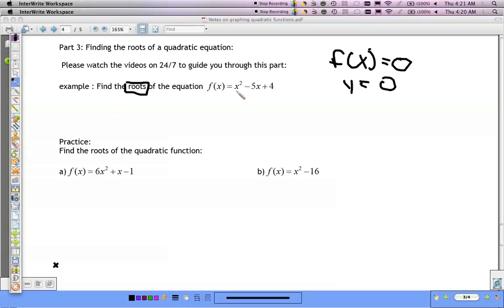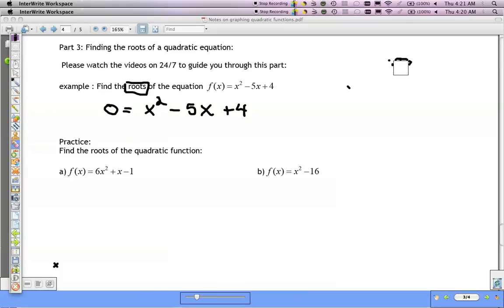So we want to write this as 0 equals x squared minus 5x plus 4. And then the way to solve this equation is just to go ahead and factor it. To factor it, of course, we look for the greatest common factor first. In this case, it's 1, so we can move on. Or factor the right-hand side, rather.